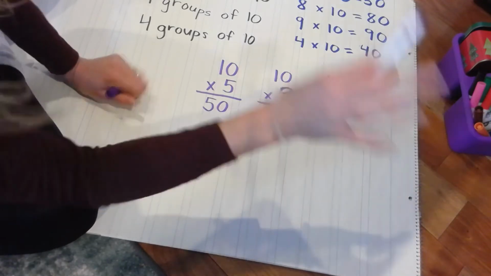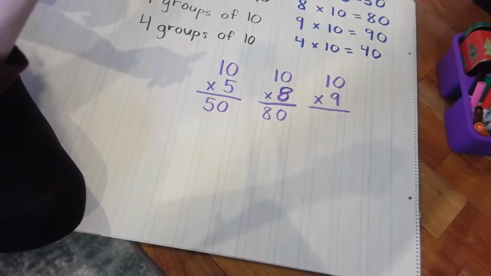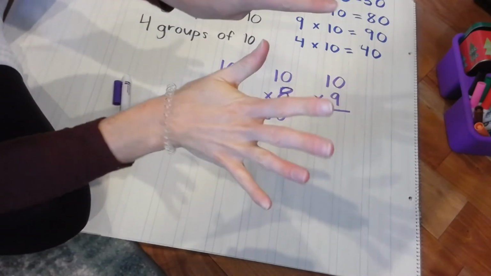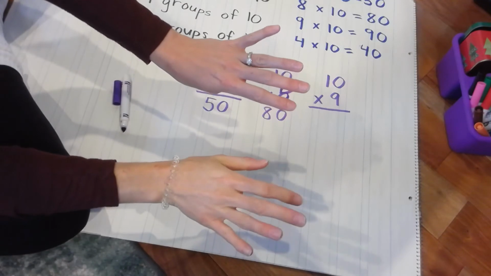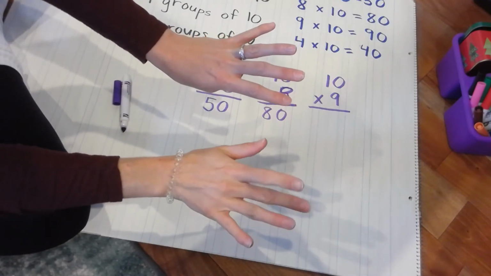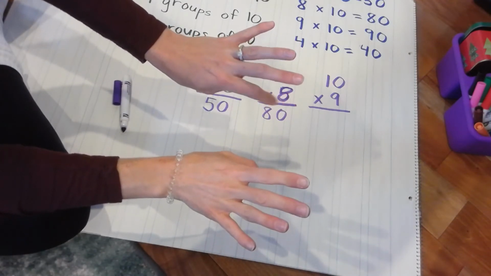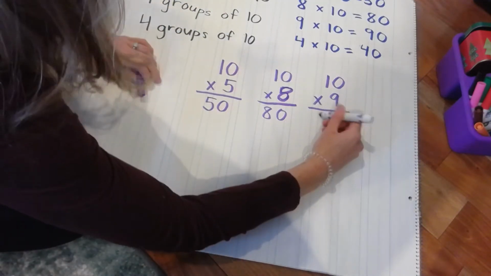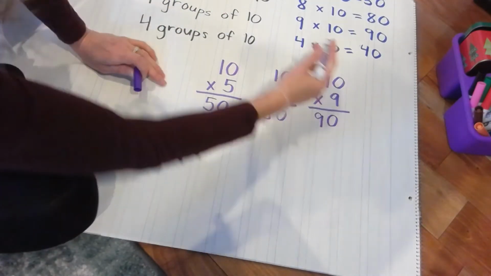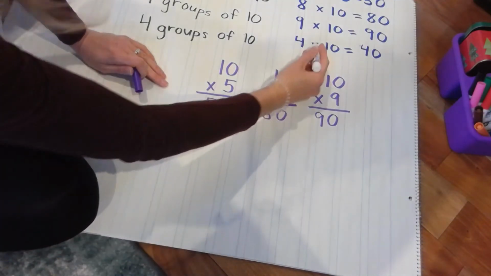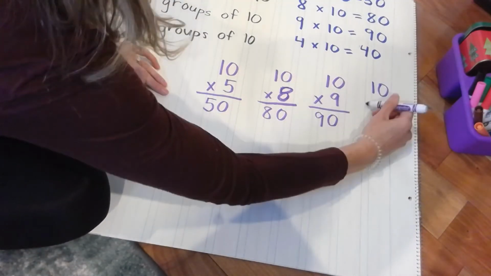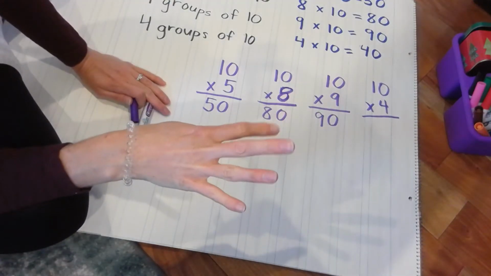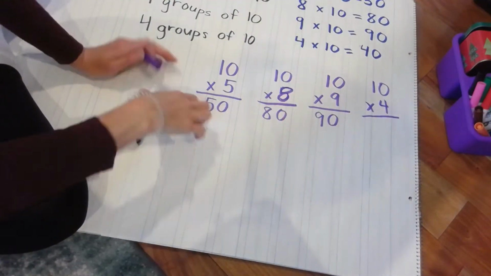But we'll get to that. So you have to count by tens 9 times. That's this many fingers. So we have 10, 20, 30, 40, 50, 60, 70, 80, 90. 90. And then finally, 4 times 10 is 10 4 times. That means we have to count by tens 4 times. 10, 20, 30, 40.